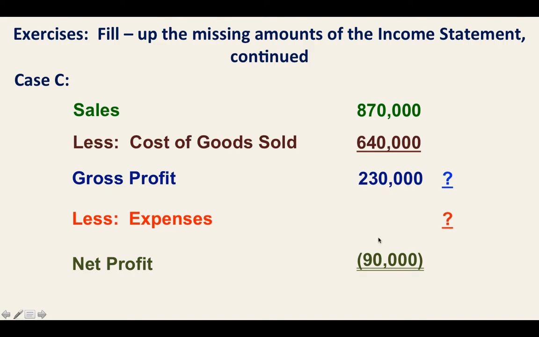So in this case, 230,000 plus 90,000 will give you 320,000. So 230,000 minus 320,000 will give you a negative of 90,000. So in this case, this is a net loss.